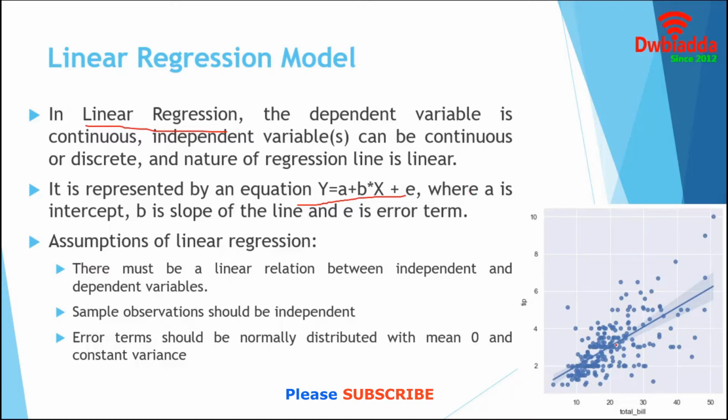Let's consider this plot. We have generated a regression plot for the total bill and tip variables. From these data points, it is clear that they have a trend like this, and our regression plot generates this regression line for these observations. There are some basic assumptions of linear regression. There must be a linear relation between independent and dependent variables. Sample observations should be independent, and our error terms should be normally distributed. I mean, their mean should be 0 and they should have a constant variance.